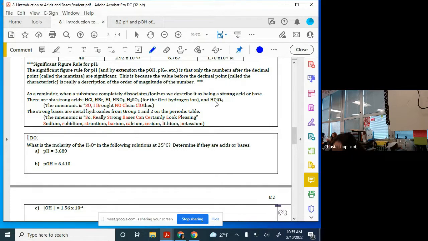That's perchloric acid. So those are your strong acids. You have to memorize those. And then for your bases, you can memorize it if you want.